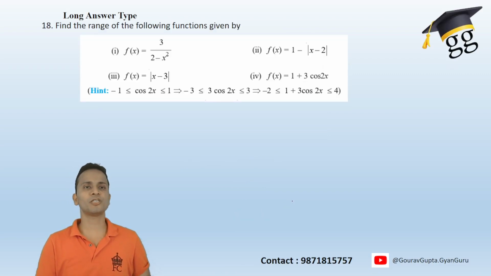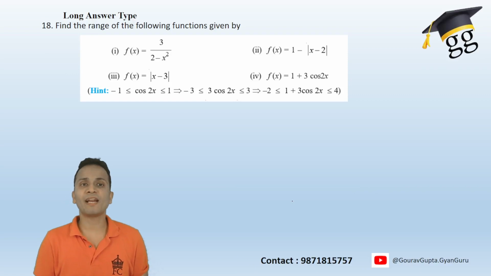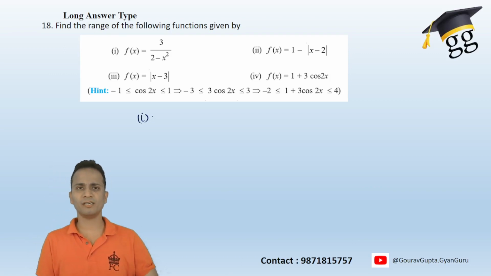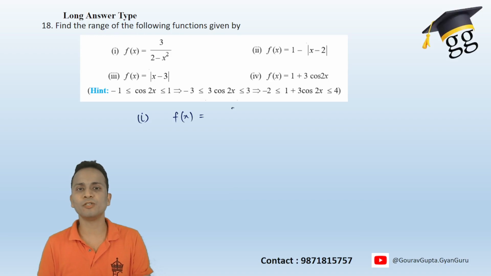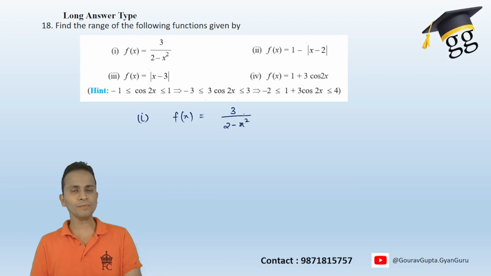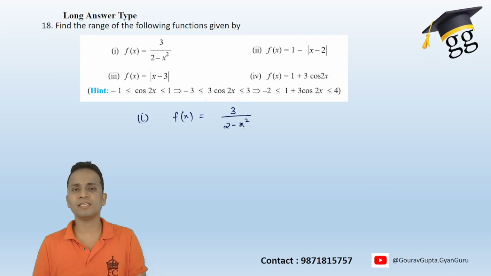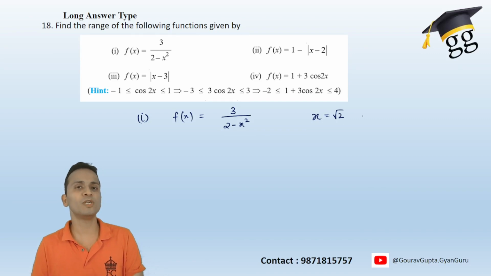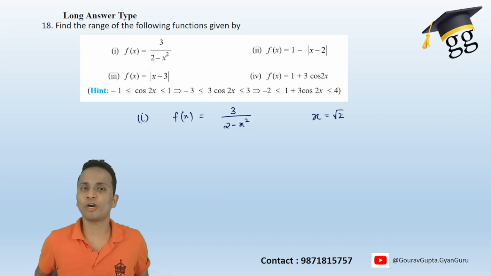Let's look at the next question, question number 18, where we'll have to find out the range of the following functions. Now, looking at the first part, its answer is given wrong in the answer key of the Exemplar booklet. So let's have a look at this function in detail. The function is f of x is equal to 3 upon 2 minus x square. First of all, we know that if the denominator is equal to 0, then the function will not be defined. So if x is equal to under root 2, then the function will not be defined.